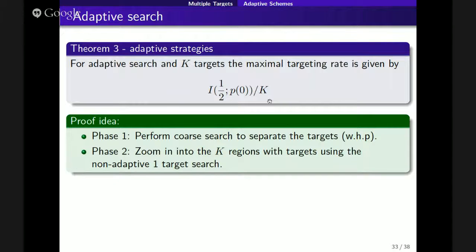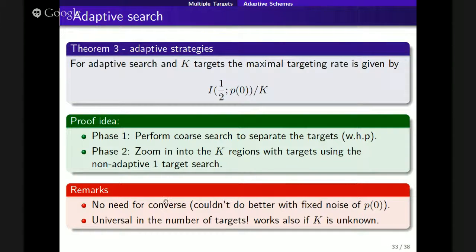The way to get this is the same idea we had with adaptive search before. First phase, just try to separate the targets. Do a first phase of a coarse search to separate the targets, and then once you separated the targets, zoom in separately, one after the other, into each region. This is basically why you get the one target rate divided by K. This seems like a very suboptimal thing to do, but we have a converse. So this is basically the best we can do this way.